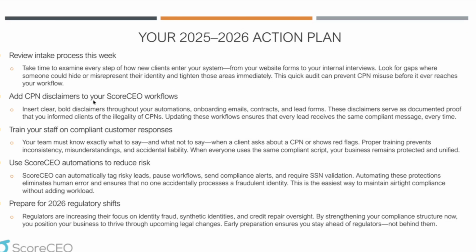Okay, so this is what you need to do. You want to add CPN disclaimers to your ScoreCEO workflows. You want to train yourself and your staff in a compliant customer response, right? What you need to say if, right? Use ScoreCEO automations to reduce risk. You want to add a small tag. It takes literally a minute to create a tag. All you have to do is create a quick tag, call it CPN red flag, and then every time you have a customer that mentions it, just tag them.